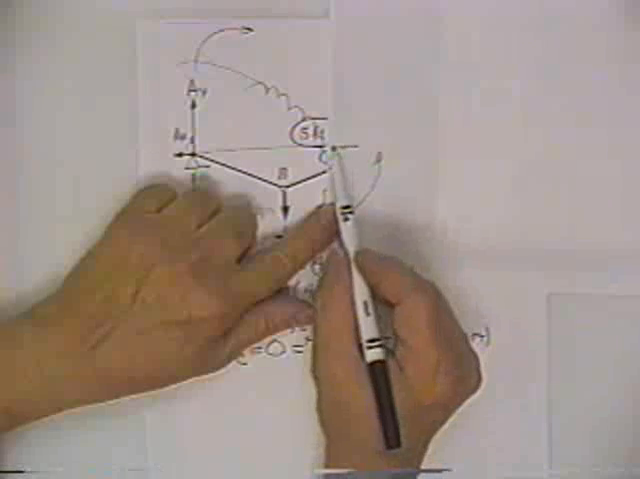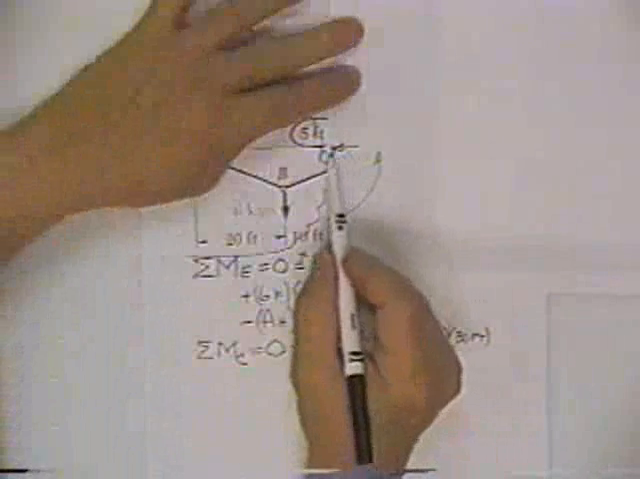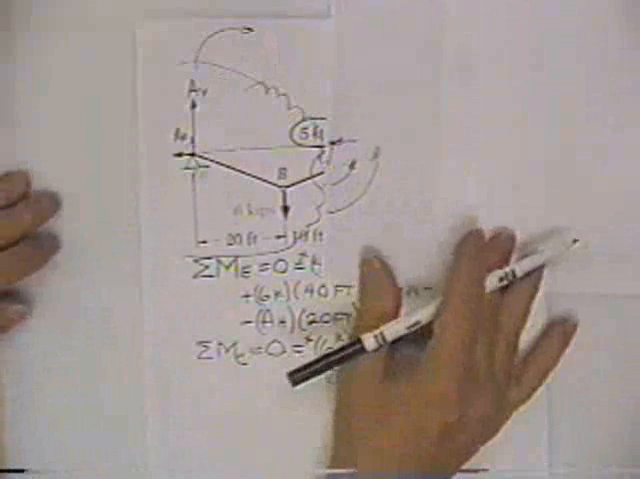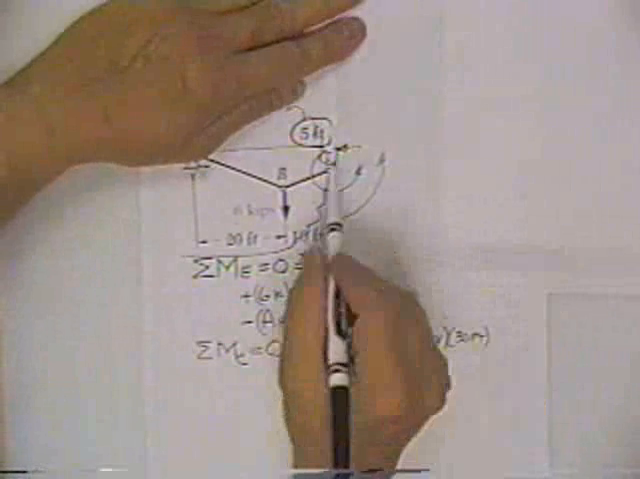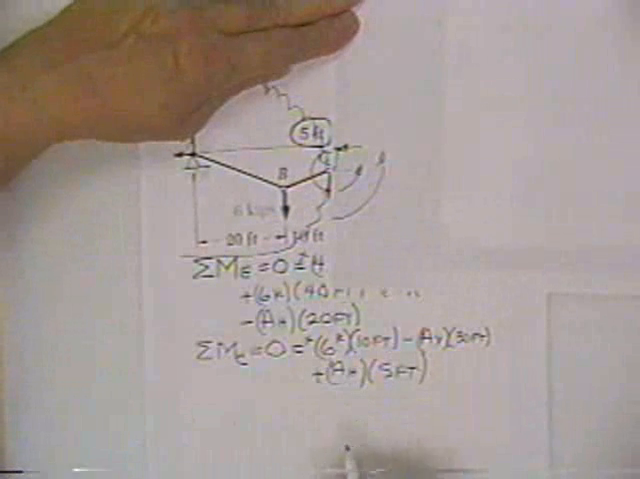I tie a string to him. His arrowhead's pointing to the left. Were he to get away from me, he would roll this way. So that is a positive tendency to roll. So I put a plus in front of him.